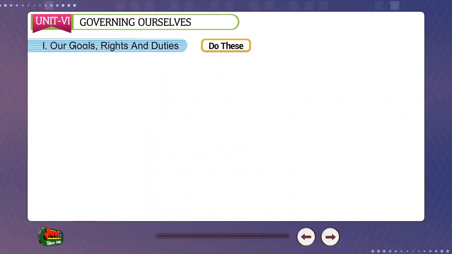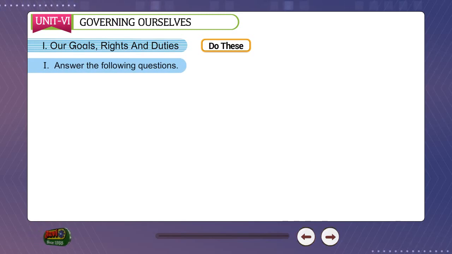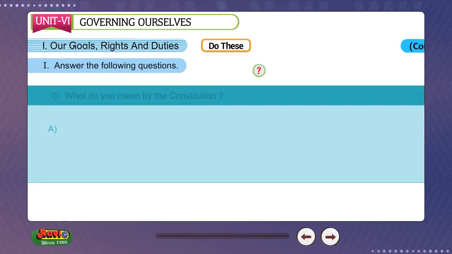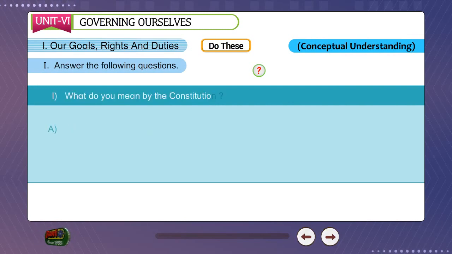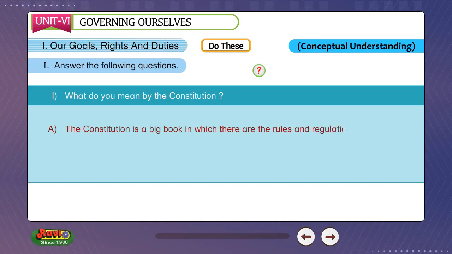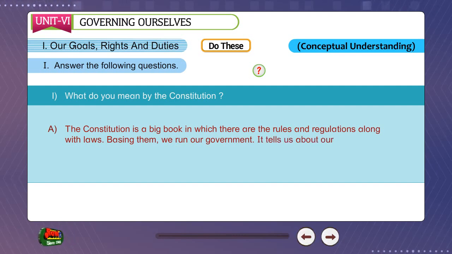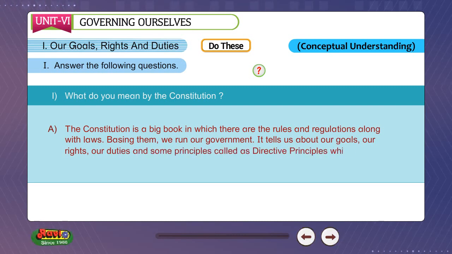Do these. 1. Answer the following questions. Conceptual understanding. 1. Why is the Constitution called a big book? Answer. The Constitution is a big book in which there are the rules and regulations along with laws. Basing them, we run our government. It tells us about our goals, our rights, our duties, and some principles called directive principles, which are the guidelines for the government to follow.